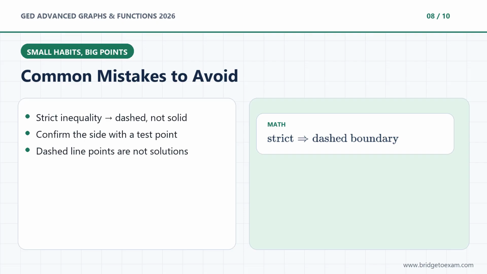Three traps. First, do not use a solid line for a strict inequality. Strict means dashed. Second, do not shade the wrong side. Always confirm with a test point. Third, remember that on a dashed boundary, the points on the line are not solutions. Careful steps keep your region correct.